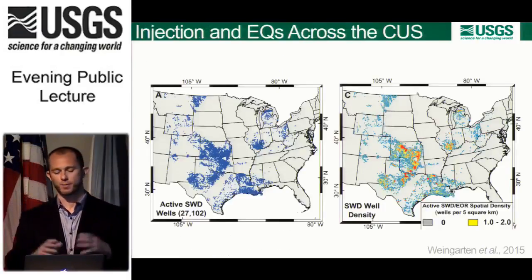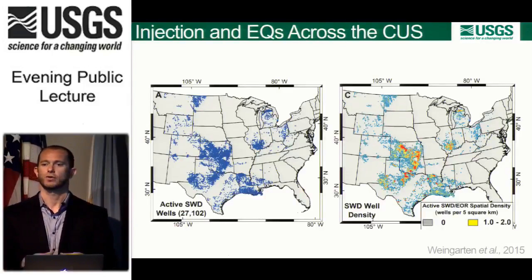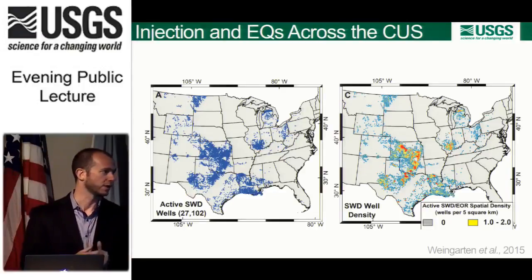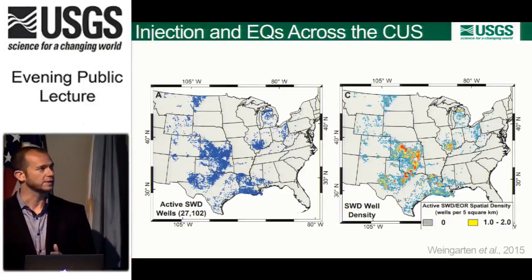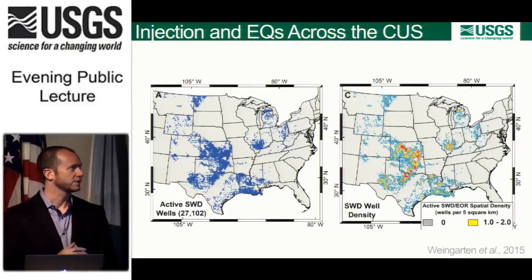So now I want to step away from a site-based study and start looking at some broader studies. So I'm going to be presenting some work done by Matt Weingarten, who at the time was a graduate student at Colorado University and is now a postdoc at Stanford. And he and I and a number of other scientists worked on this.